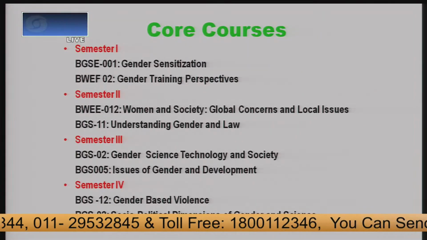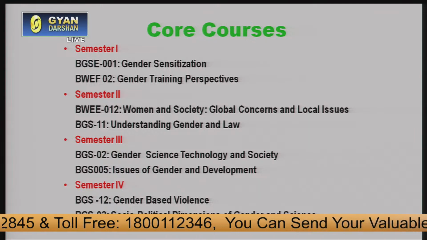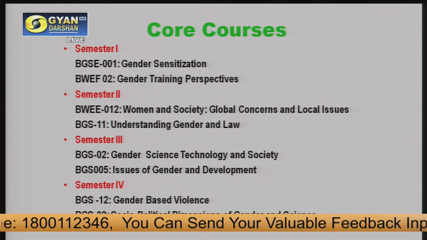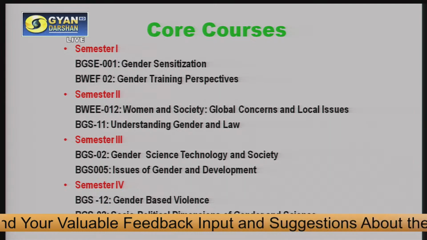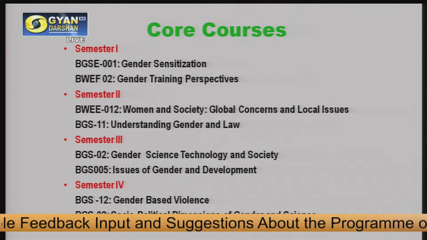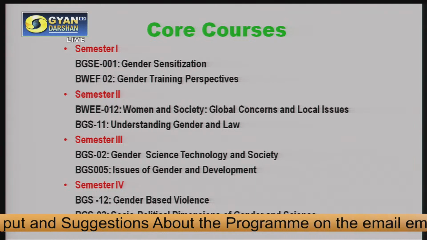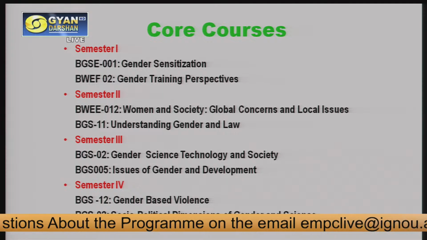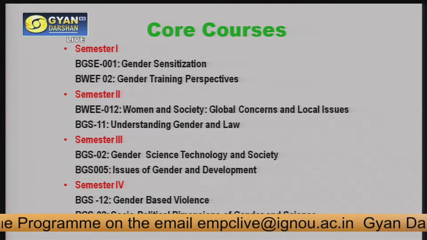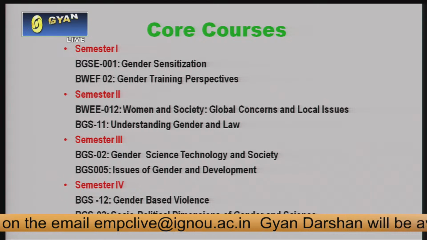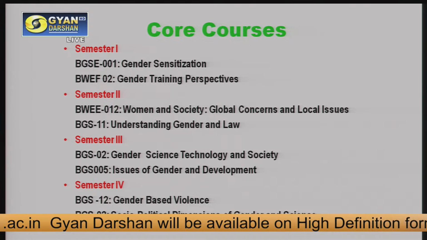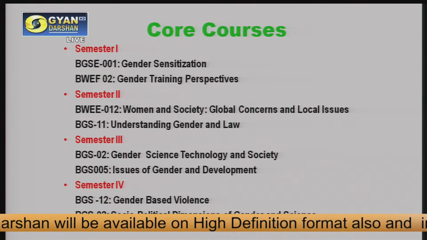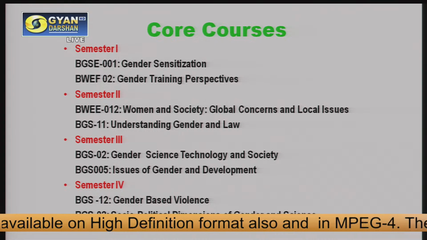So to bring your attention to the core courses that have to be completed for BA Gender Studies, they are Gender Sensitization, that is BGSE 001. Then the other is BWEF 02, that is Gender Training Perspectives. In semester 2, you will be reading BWEE 012. This is the code of this course, and the name of the course is Women and Society, Global Concerns and Local Issues. The other core course in semester 2 is BGS 11, that is Understanding Gender and Law.